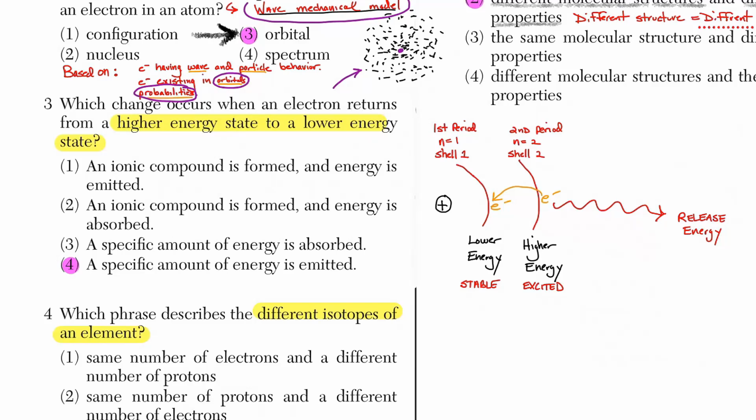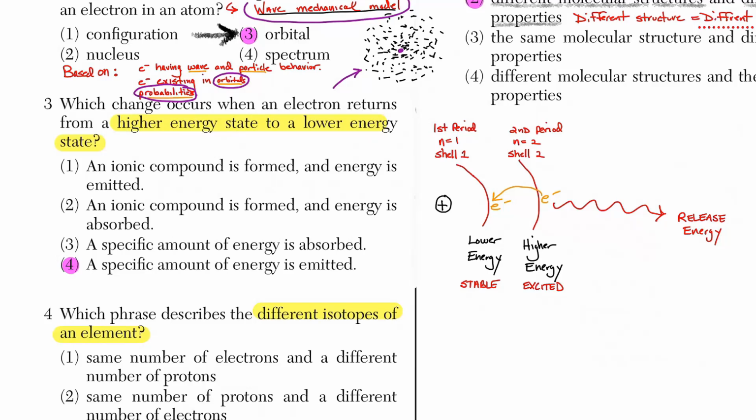So number 3, and if you notice, the first 2 questions were about atomic structure, and we're still in atomic structure. That's how these tests work. So in number 3, we're still there. You can expect the first 5 or 6 questions to be atomic structure, periodic table. So here we go, number 3, which change occurs when an electron returns from a high energy state to a lower energy state? You have to get this down.